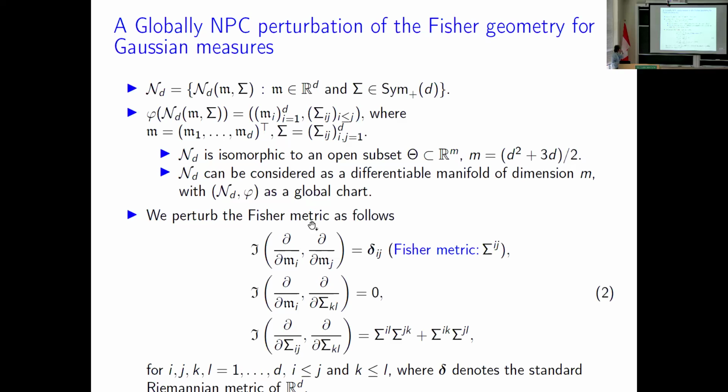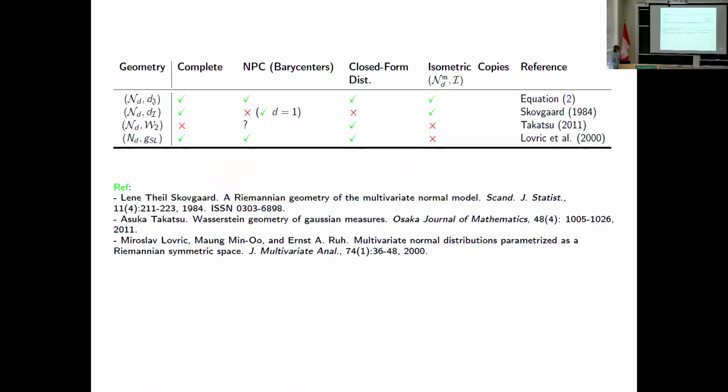What we did is perturb this Fisher matrix in this way. Instead of taking this sigma ij for the first component here, we take the delta ij, where delta denotes the standard Riemannian metric on R^d. This is the main difference with respect to the Fisher metric. The advantage of doing this is the following: this is N_d with the metric that we propose, which is defined in this equation 2.